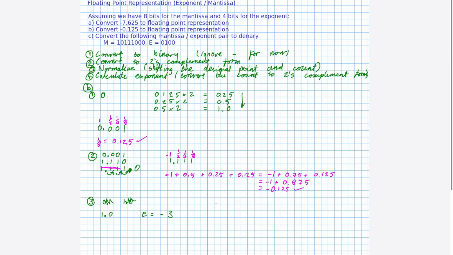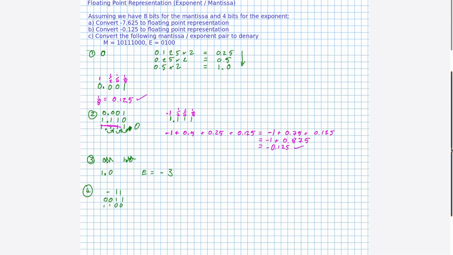So now we've got to convert -3 to 2's complement form. 3 in binary is 11, right? So prepend with zeros. We've got 4 digits, so we'll prepend with 2 zeros. And then we flip the bits. And then we add 1 to the least significant bit.